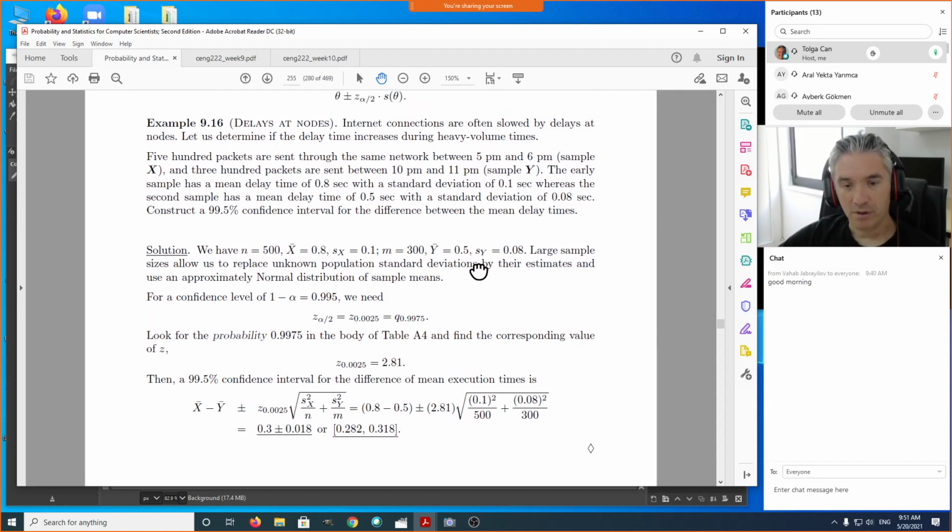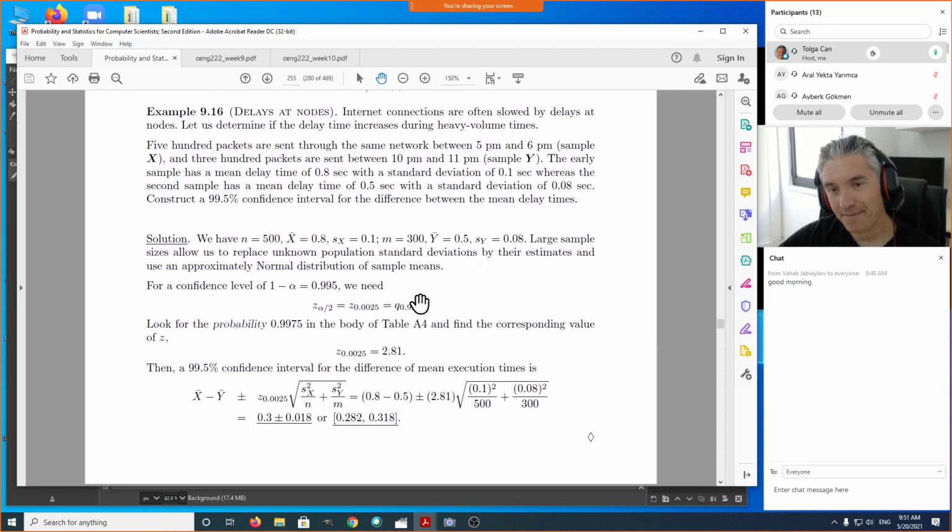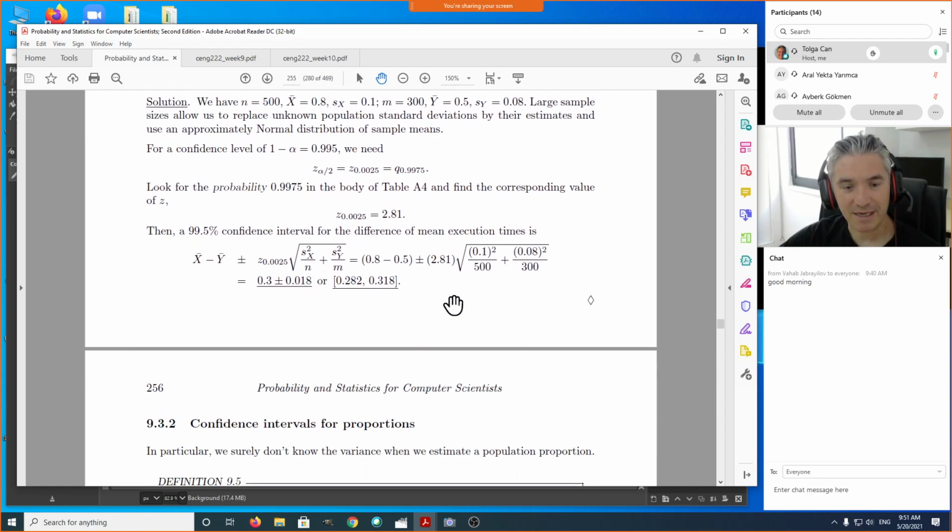All right, so as you can see, this is the same confidence interval building that we did when we know the standard deviation. The only thing we replaced was the sample variance replacing this. So this was a simple example.